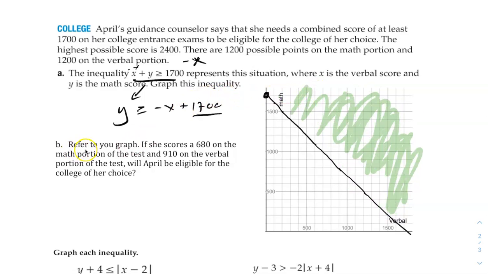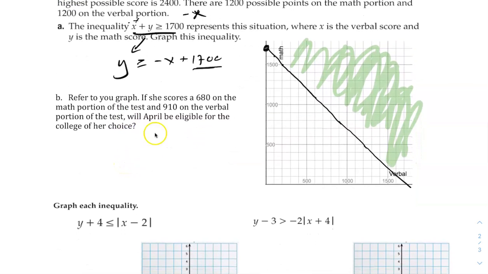Okay. Refers to the graph. If she scores 680 on her math portion of the test and 910 on the verbal portion of the test, will April be eligible for the college of her choice? So we're just going to use a graph here. I changed it a bit. My graph wasn't as accurate, so I fixed it up now.